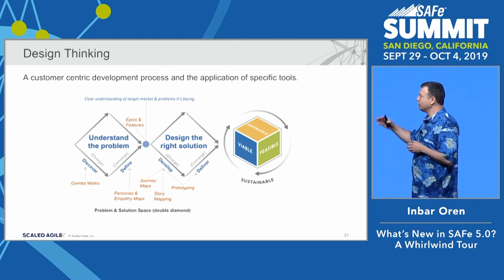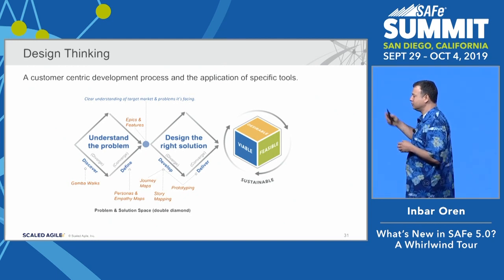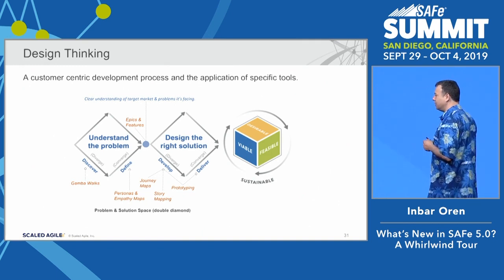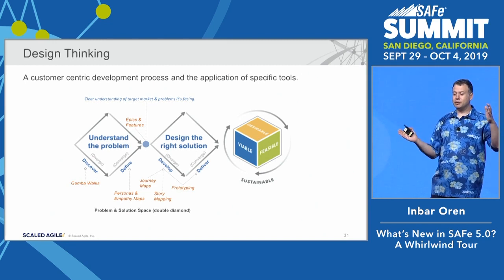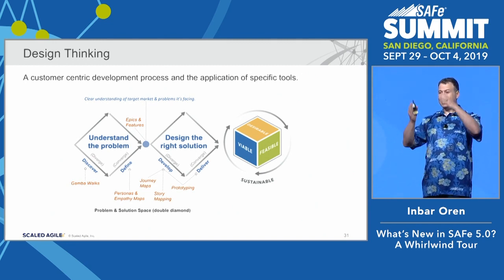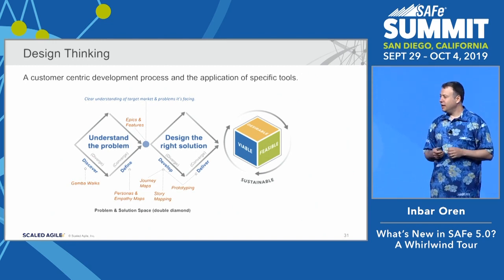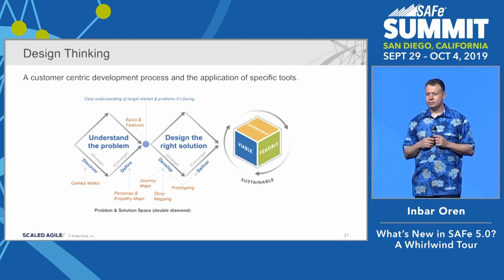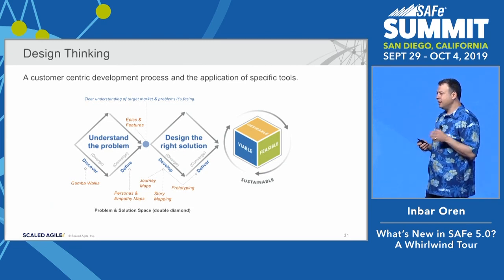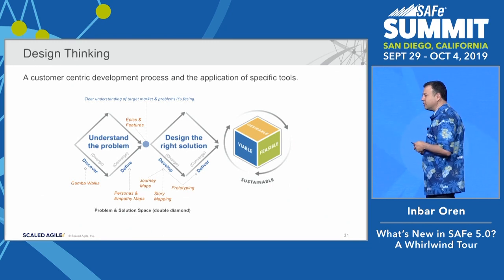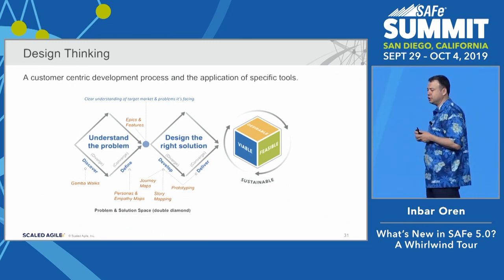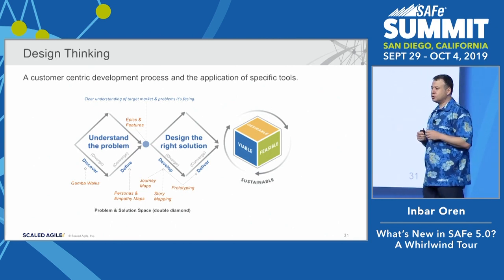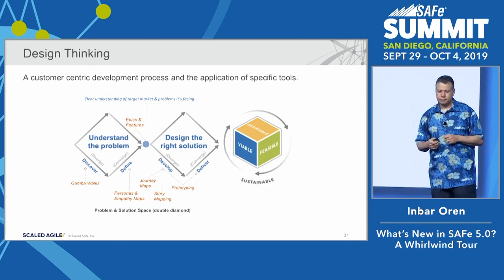And Neil was talking a little bit yesterday about this double diamond, that we have to diverge on an understanding of the problem, and then converge on this is our customer's problem, and then diverge again. And if you read the design thinking article, it will talk about a lot of tools, like personas, and empathy maps, and journey maps, and story mapping, and prototypes.